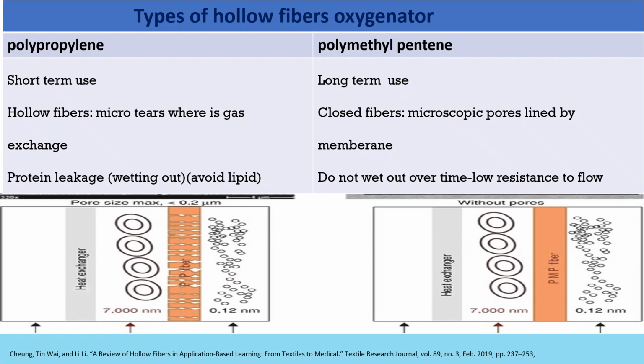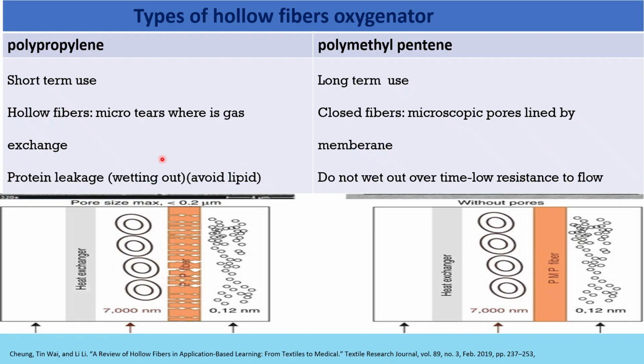In practice, we have two types of hollow fiber oxygenator, polypropylene and polymethylpentene. Polypropylene is old and very rarely used in modern machines, but may still be used in some low-economic countries, as it's for short-term use and very cheap. It's a hollow fiber with micro tears where gas exchange occurs. There is protein leaking and wetting, and it avoids lipids.